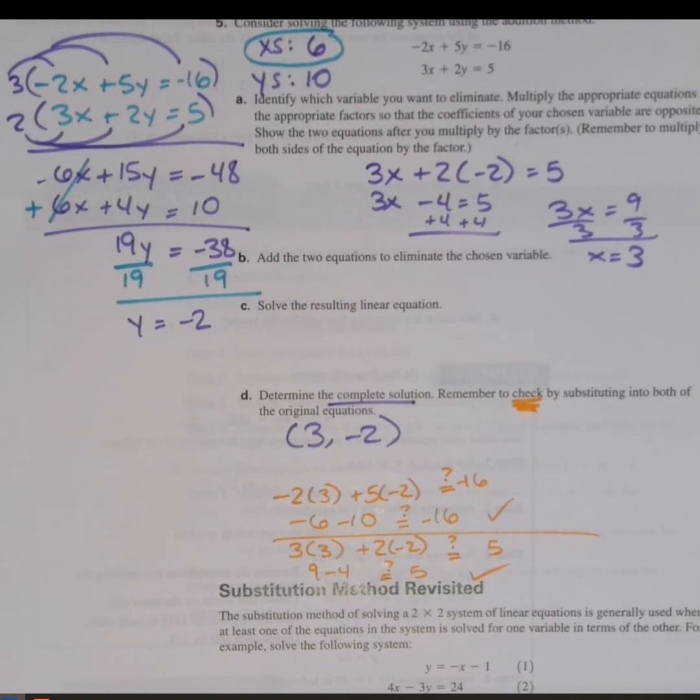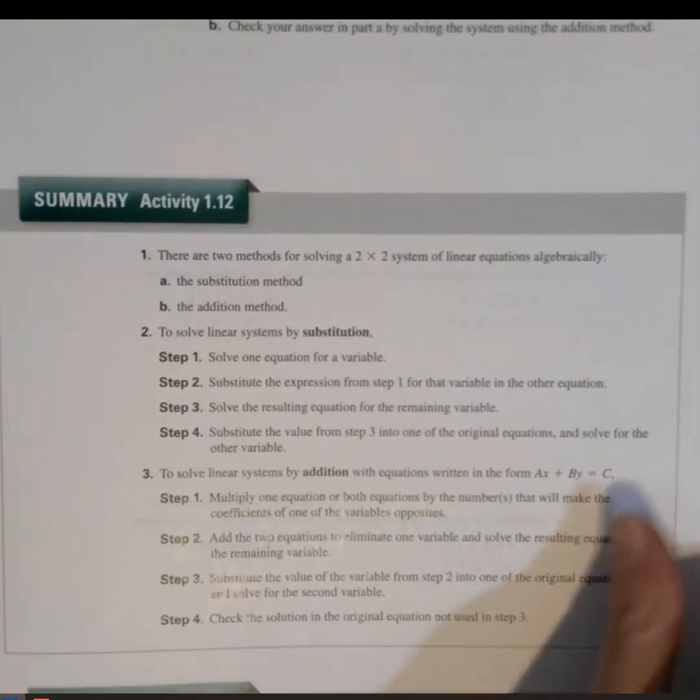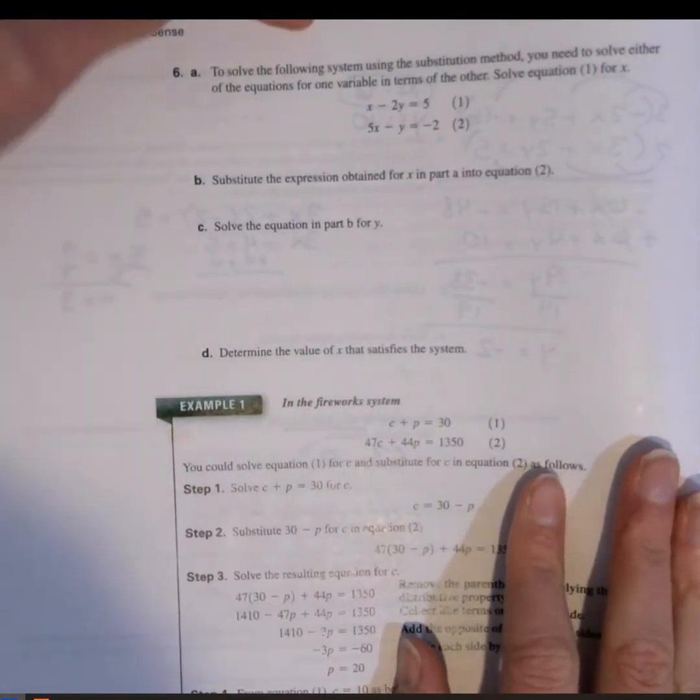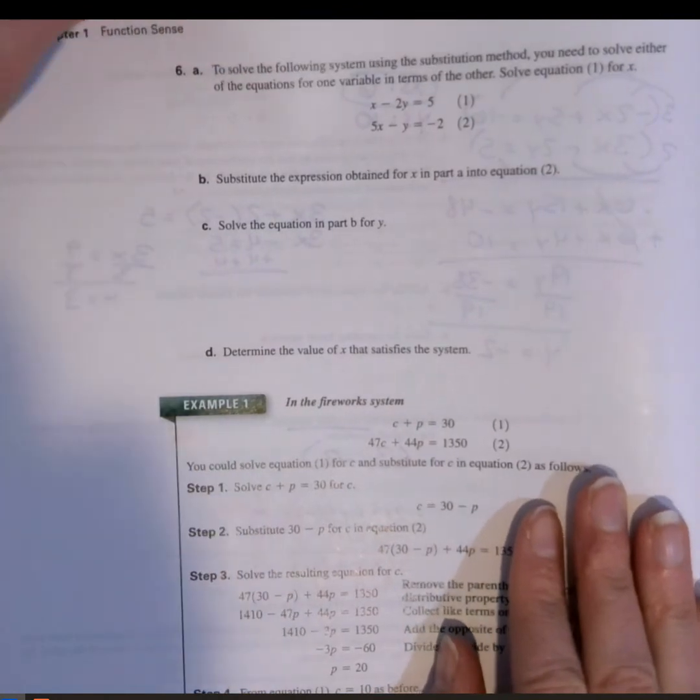All right. Moving on. Substitution method revisited. So we're going to try again. Solve the following system using the substitution method. We need to solve for one of the variables.